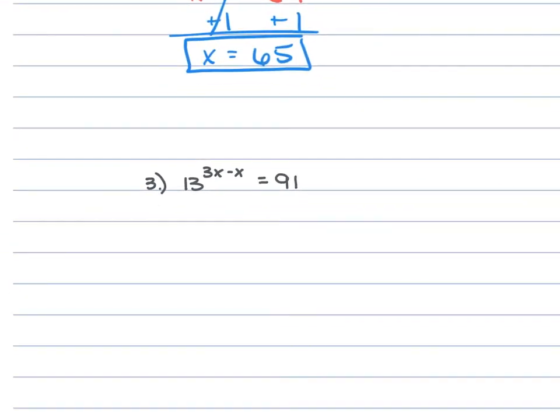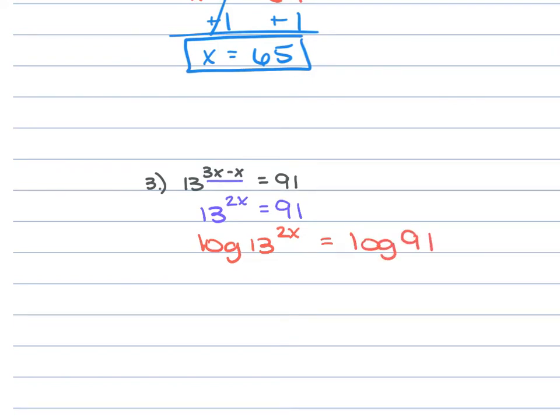For 3, we have 13 to the power of 3x minus x is equal to 91. So I'm going to simplify this by doing the 3x minus x first. So this is 13 to the power of 2x is equal to 91. The 13 to the second power is 169. So it's not going to give us a number that is the same on both sides. So with this, we're going to take the log of both sides. So we're going to do log 13 to the power of 2x is equal to log 91.